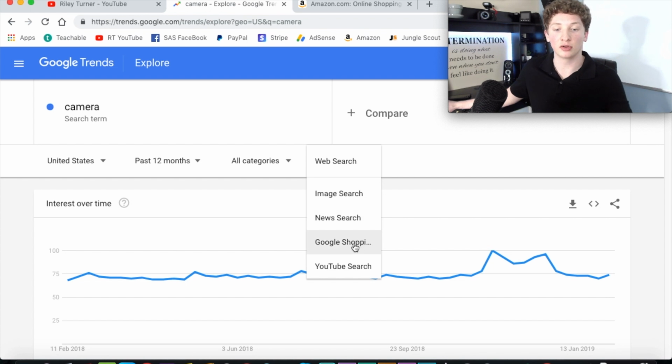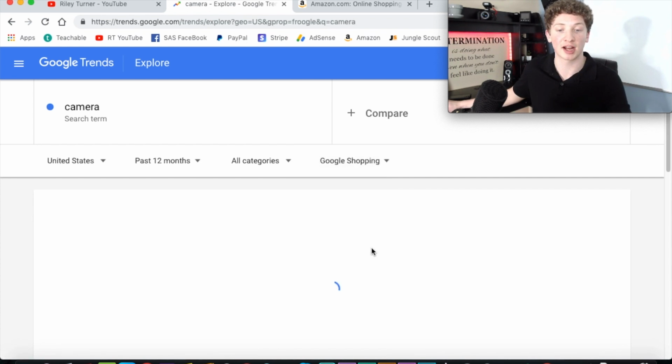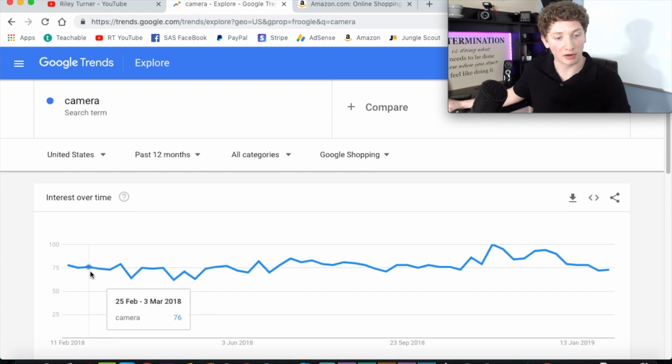Now the next thing we can do, like I said, is Google Shopping. Now this is going to give you a little bit different perspective on how popular it is for people actually shopping for that product. So this is a good idea to check out as well. So as you can see here, pretty much same thing.